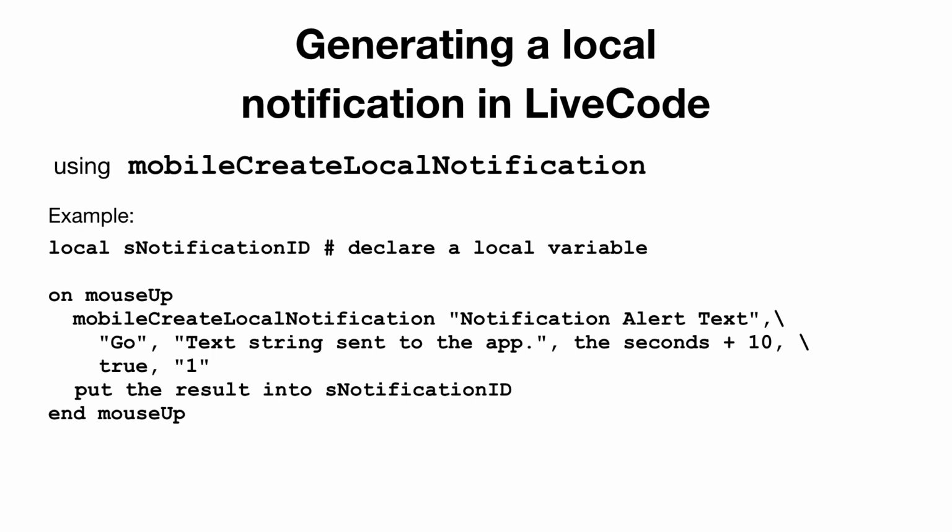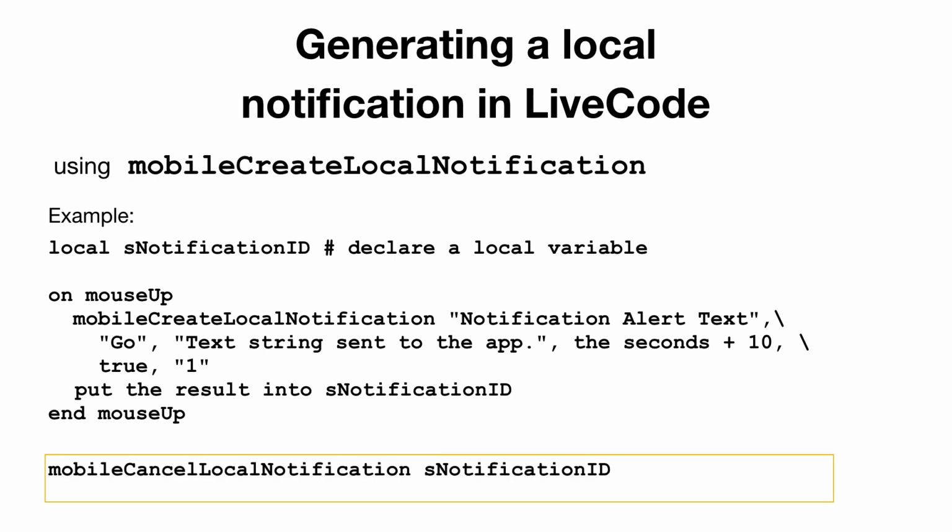You notice the last line in the handler says put the result into S notification ID. That's a script local variable that we set up to store an ID number associated with that pending notification. By storing that in a script local variable, you can later use the mobile cancel local notification command to abort the notification message if you choose to do so.